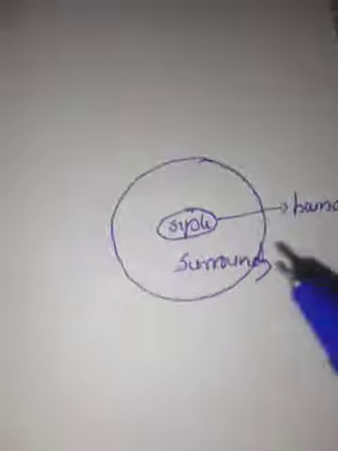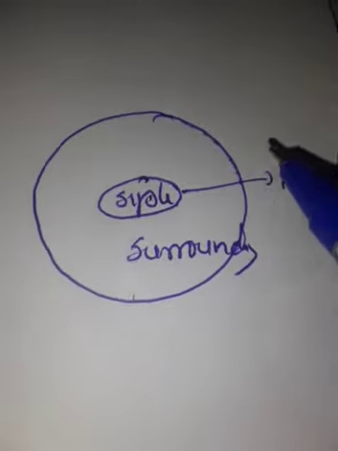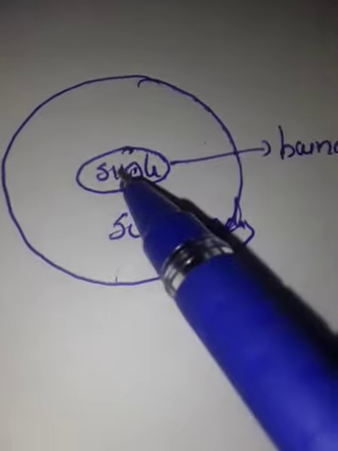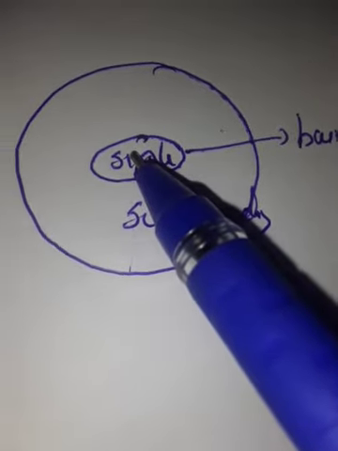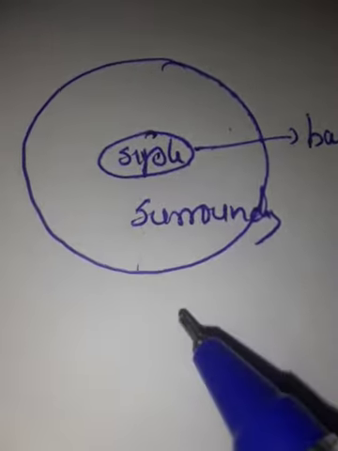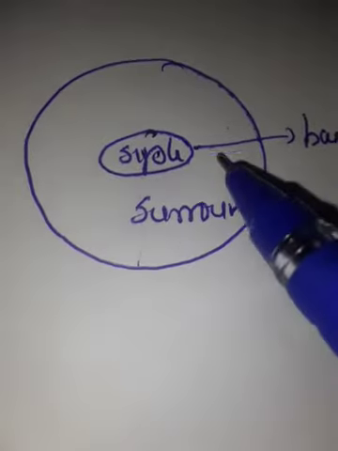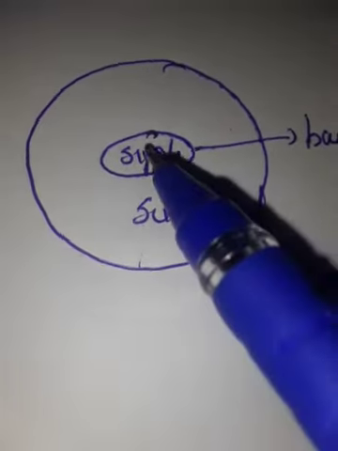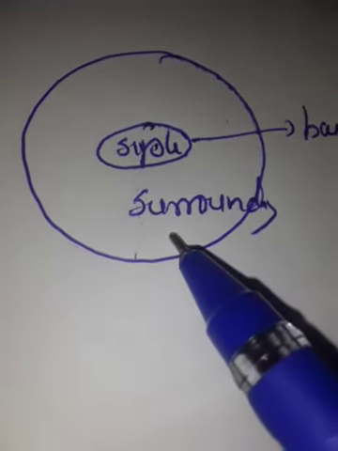What is meant? First of all, the universe is divided into two parts. Number one is system and number two is surroundings. What is system? System is a part of the universe. It is separated from the rest of the universe. See, this is the system. It is separated from the surroundings. So what is surrounding? Everything in the universe that is not part of the system, that is called surrounding.